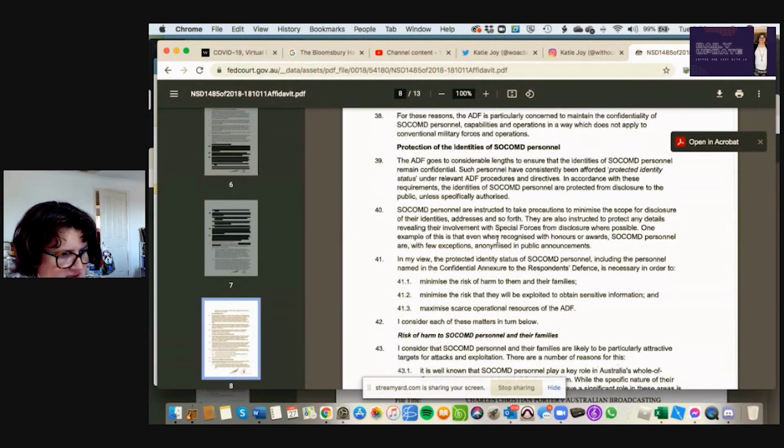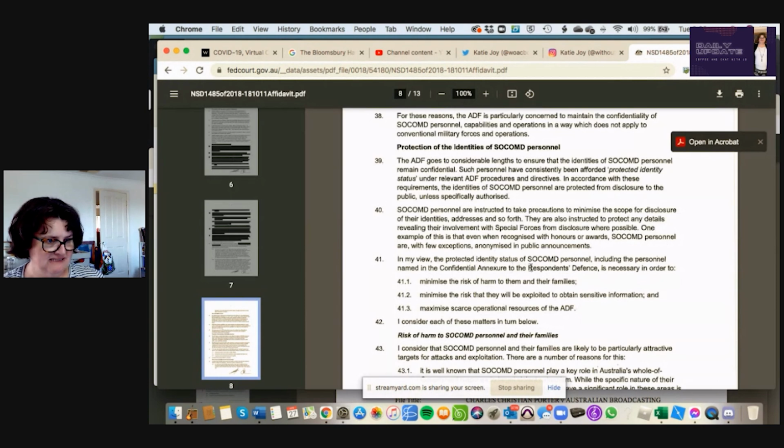SOCOMD personnel are instructed to take precautions to minimise the scope for disclosure of their identities, addresses, and so forth. They are also instructed to protect any details revealing their involvement in special forces from disclosure where possible. One example is that even when recognised with honours and awards, SOCOMD personnel are, with few exceptions, anonymised, I can't even say it, in public announcements.